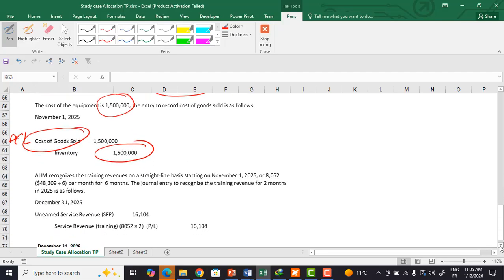Now by the end of December, the company should book 2 months of the training because it will be done in November and December. The total amount is 48,309, which should be divided by 6. It will give 8,052. Now it is multiplied by 2 months. The company should book a revenue of 16,104 and should reduce the unearned revenue by this amount.